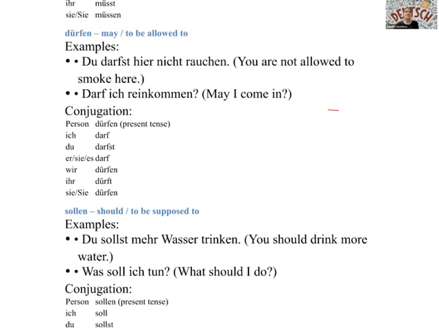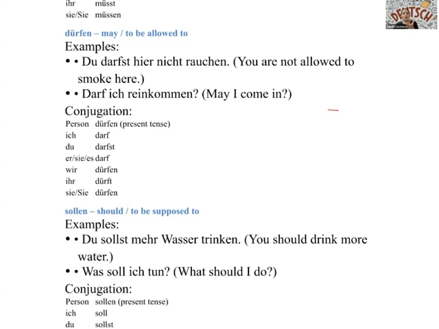Dürfen is used whenever there is something that needs a permission, something that may or may not be allowed. In that case, we use dürfen. So if we have to say, you are not allowed to smoke here. Smoke की permission यहाँ पे नहीं है. So du darfst hier nicht rauchen.